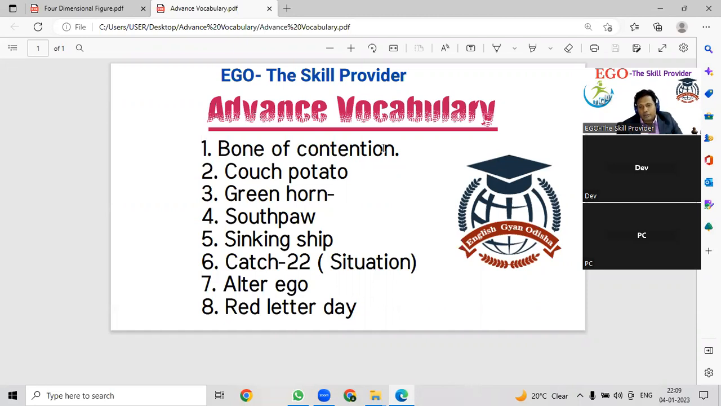Then you can say the remote control is the bone of contention between my two kids. So there are so many examples you can give actually. So bone of contention means it's the main reason of disagreement.